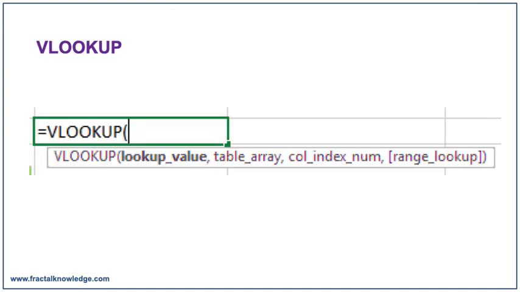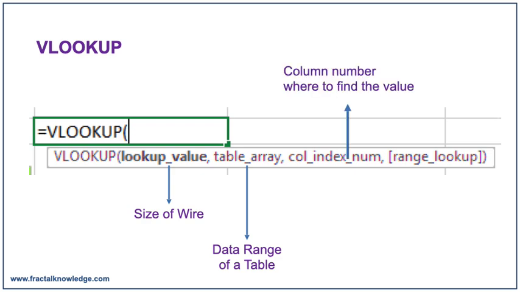Now, this is the formula of VLOOKUP in Excel. You just type equals VLOOKUP, open parenthesis. Excel will pop up the data that you need to fill up. The lookup value is the size of wire. The table array is the data range of the PEC table 10.1.1.9 you created. The column index number is the value you want. It can be either the resistance or reactance. And choose false in the range lookup to find the exact match.